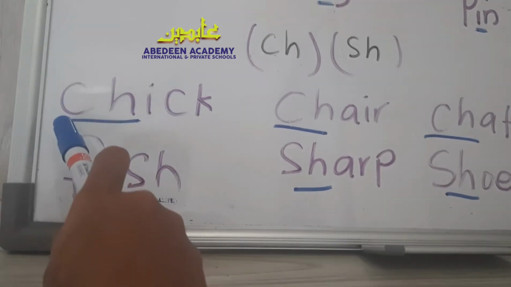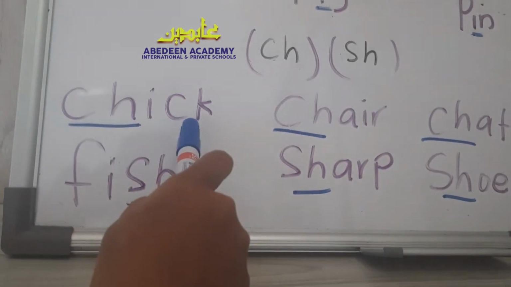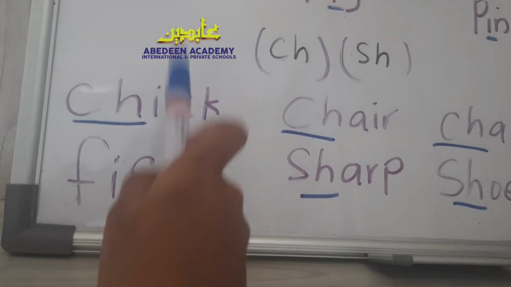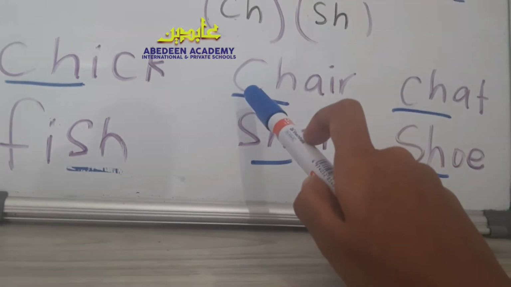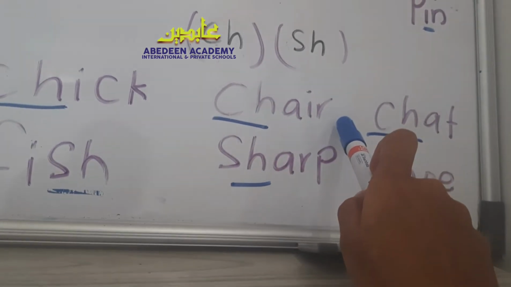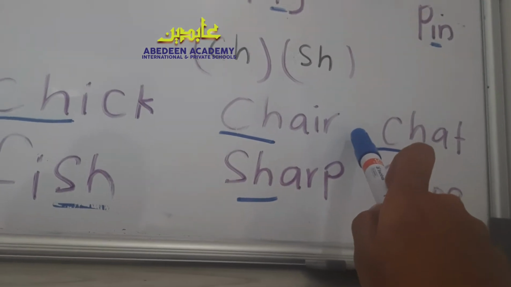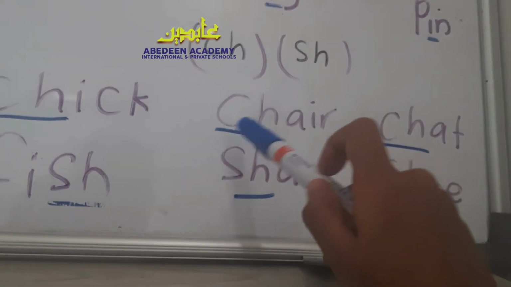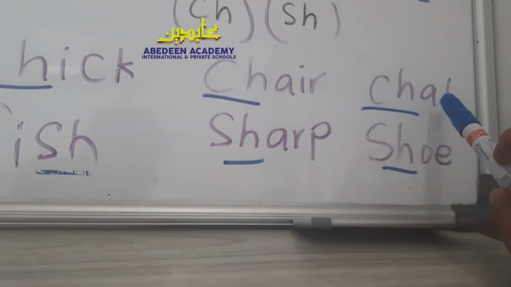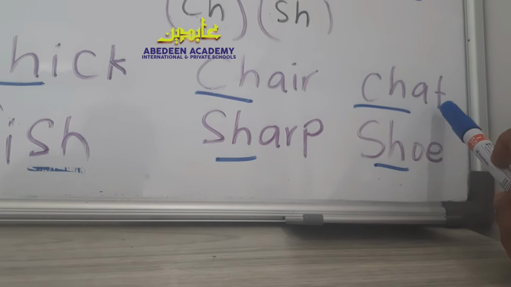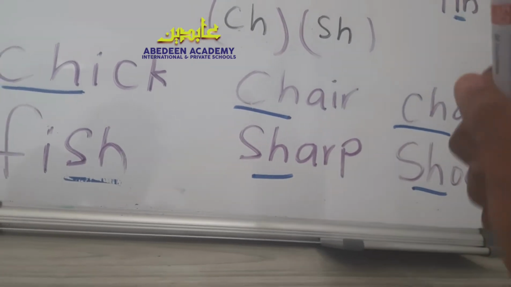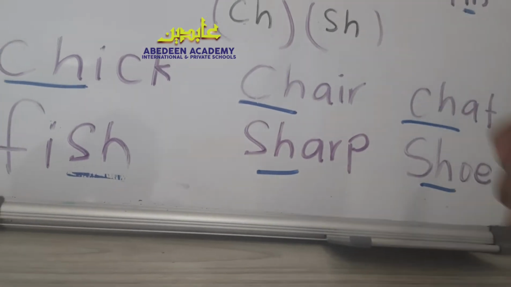Chick, chick, chick. What is a chick? It's a small chicken, right? Chick, very good. This one, chair, chair, chair. What is a chair? It's something that you sit on, right? Very good. Chair. Chat, chat, chat. What is chat? It's when you talk with someone. Very good. So, chat.